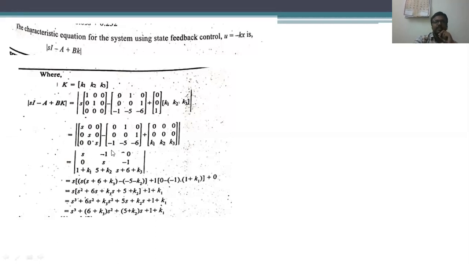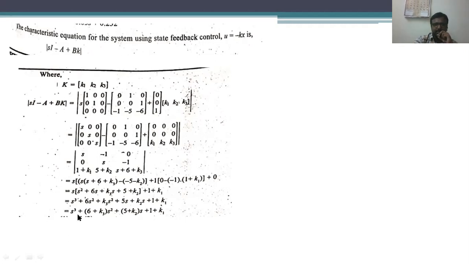After that, we have to determine the determinant of this particular matrix. So we have evaluated the determinant, and it is obtained as S cube plus 6 plus K3 into S square plus 5 plus K2 into S plus 1 plus K1. This is the final characteristic equation obtained with the expression SI minus A plus B K.